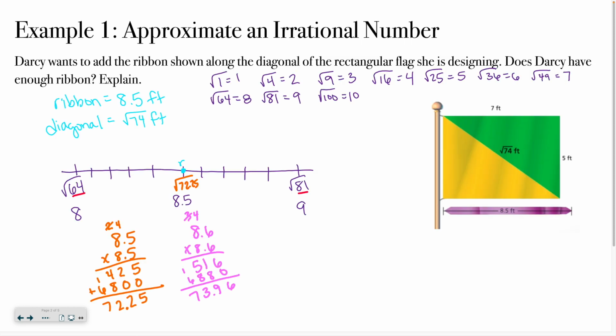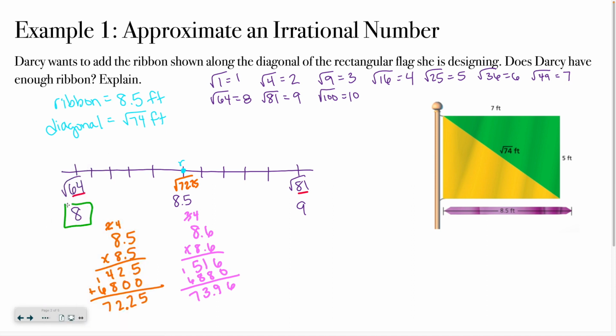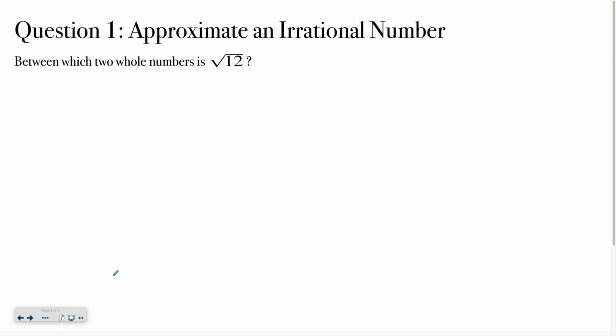So on this last problem, you can see that the square root of 74, we determined that's between the number 8 and 9. So between 8 and 9. So now I'm asking you, what is the square root of 12 between what two numbers? Go ahead, take a moment, and solve it on your own. Good luck.